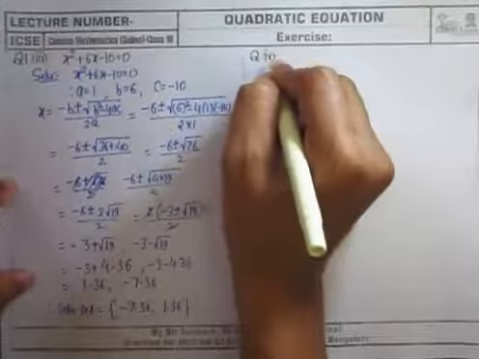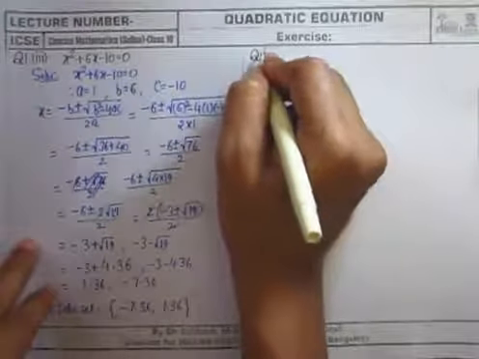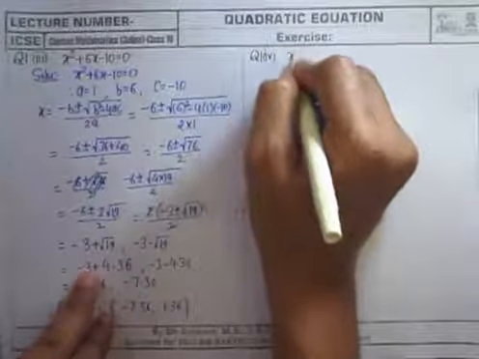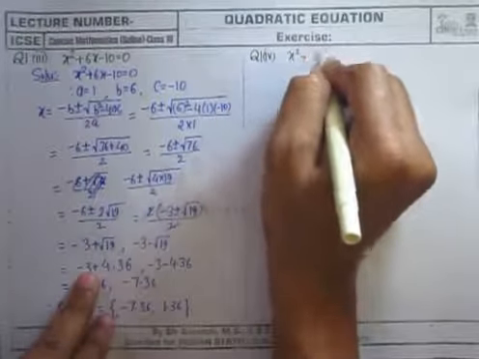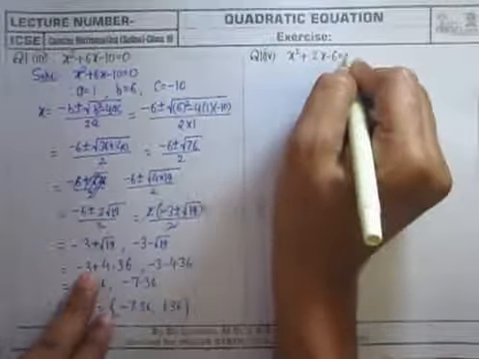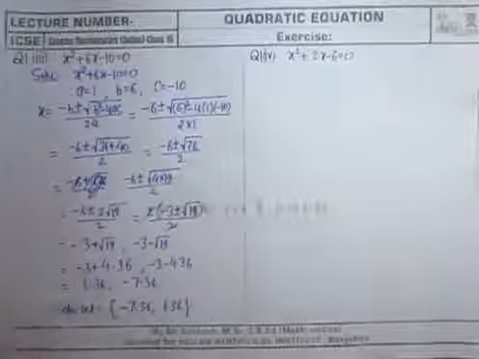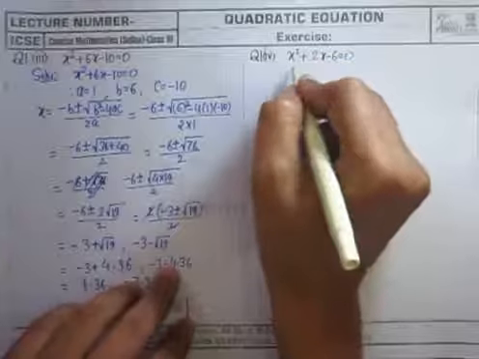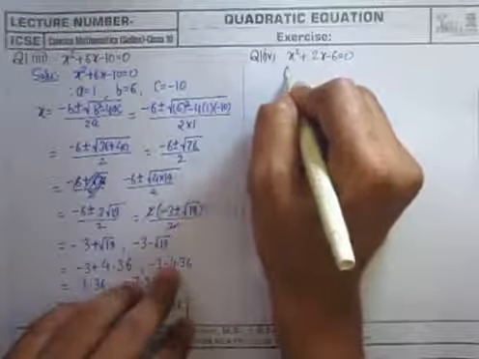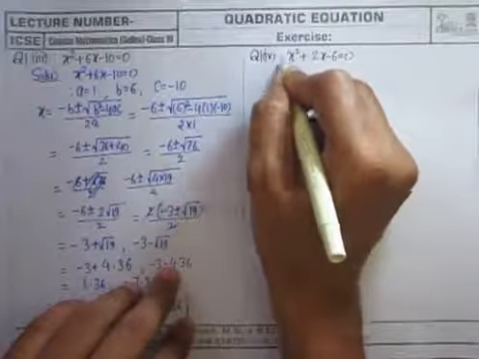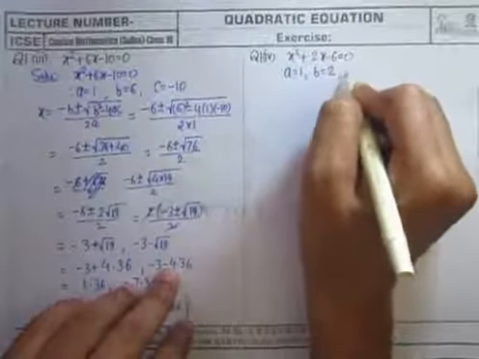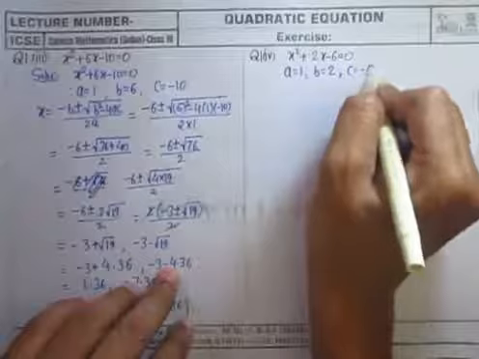Now question number 1, bit 4. So it is x square plus 2x minus 6 equal to 0. Now again this equation is already arranged in general form, so comparing this equation with general quadratic, we will get a equal to 1, the coefficient of x square, b is equal to 2, coefficient of x, and c equal to minus 6.